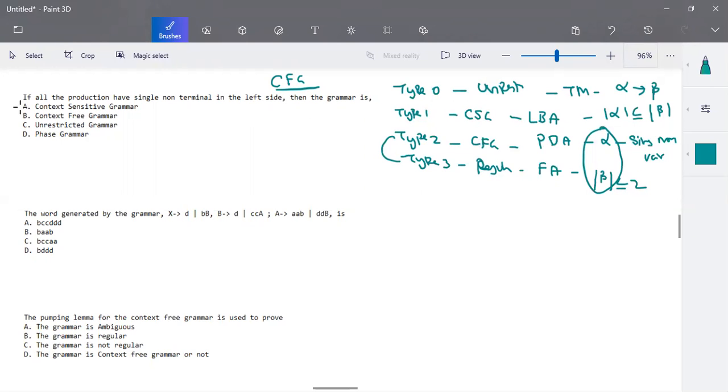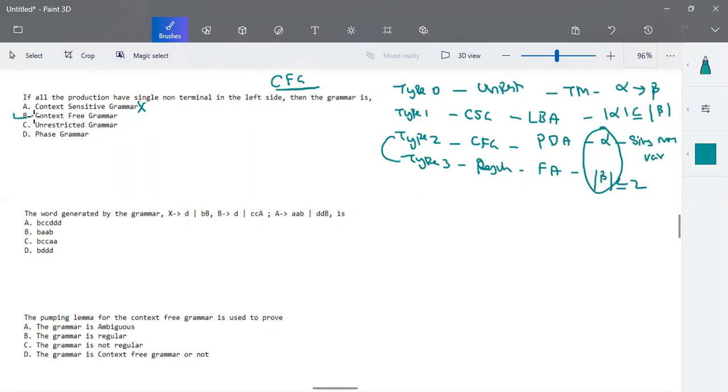Okay, so we can check with the options. Is it a context sensitive grammar? No, in context sensitive grammar, the length of alpha should be less than or equal to length of beta. You can have any number of elements in alpha. So this is not the right option. Context free grammar, yeah, in context free grammar, alpha is a single non-terminal. So this is the correct option.